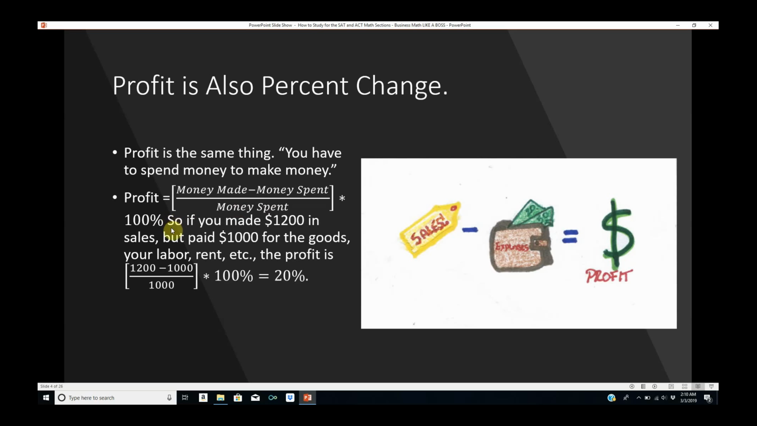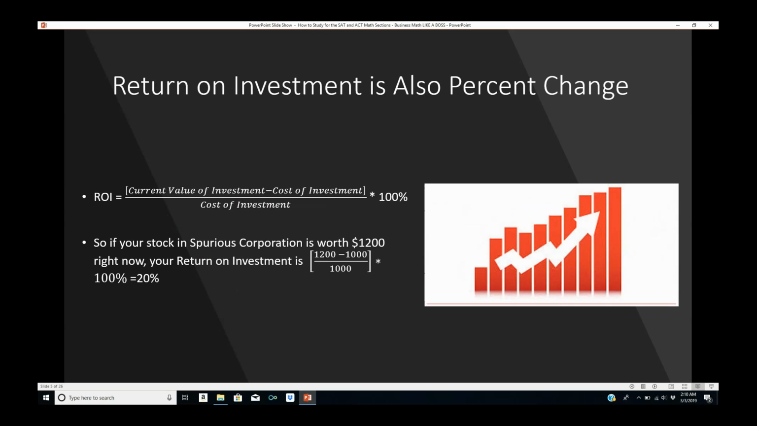So if you made $1,200 in sales, but you paid $1,000 for the goods, your labor, rent, etc., all your expenses, then the profit is $1,200 minus $1,000 over $1,000, which is 200 over 1,000 times 100%, which is 20%. So we just use the same numbers as in the previous problem.